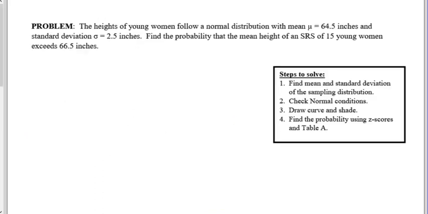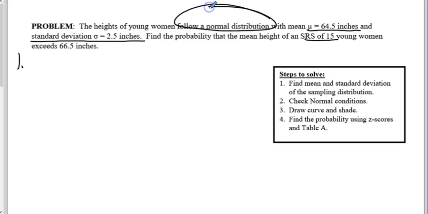And last, but certainly not least, the same thing. So, number 1, let's go through it. It says we have a mean of 64.5 inches, standard deviation of 2.5 inches. Find the probability that the mean height of an SRS of 15 young women, 15, that is under 50, under 30. Should I be worried? Well, no, I should not, because, hello, it says it follows a normal distribution. So since it says it follows normal distribution, we're okay.